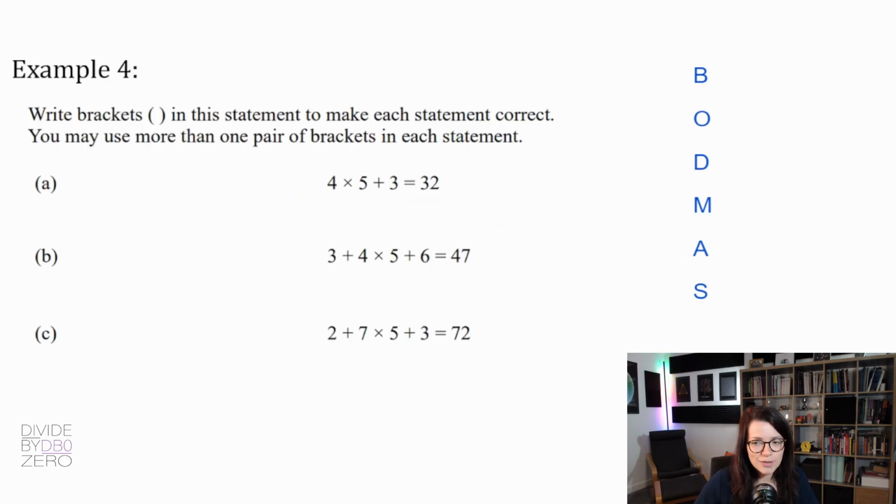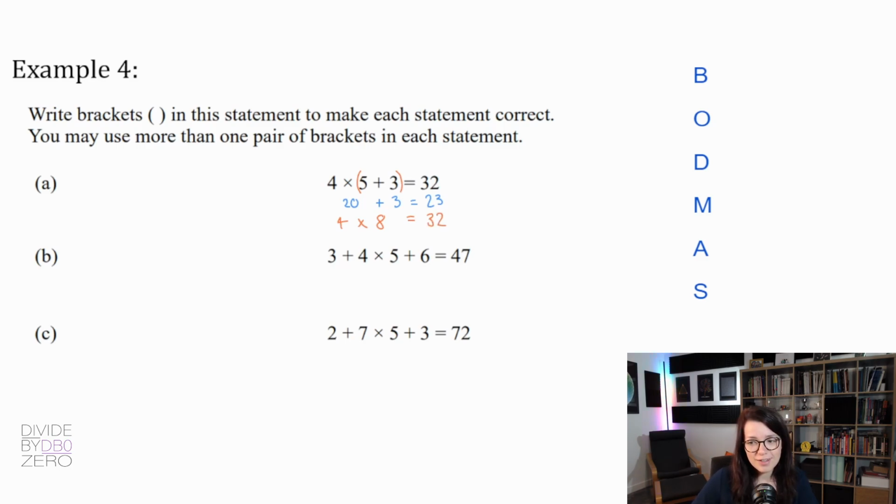Last example, these ones can always be a little bit tricky where you have to put brackets into a statement that's already there in order to make it correct. So it says we can use more than one pair of brackets in each statement. It's essentially trial and error. So looking at the numbers that you have in front of you and the operations, if we just did it without putting brackets in, we would do 4 times 5 for the first one to get 20 and then add 3, which is 23, so not going to work. So instead, we need to think about where we can put the brackets to make the sum true. So if you look here, if we put brackets around 5 plus 3, that's going to give us 8 when we do the brackets first, and then 4 times 8 is 32. So that's how we do that one.